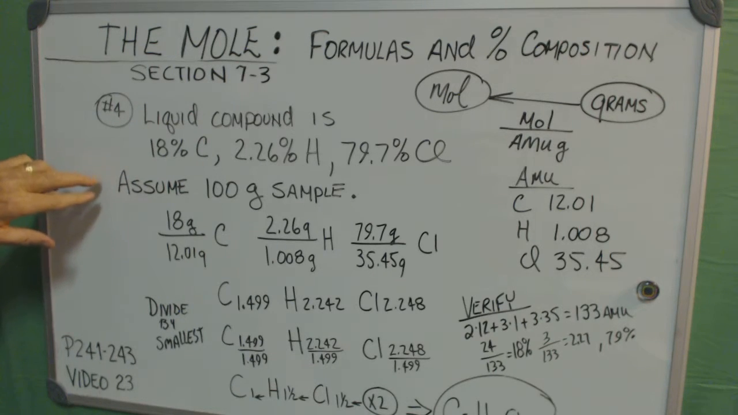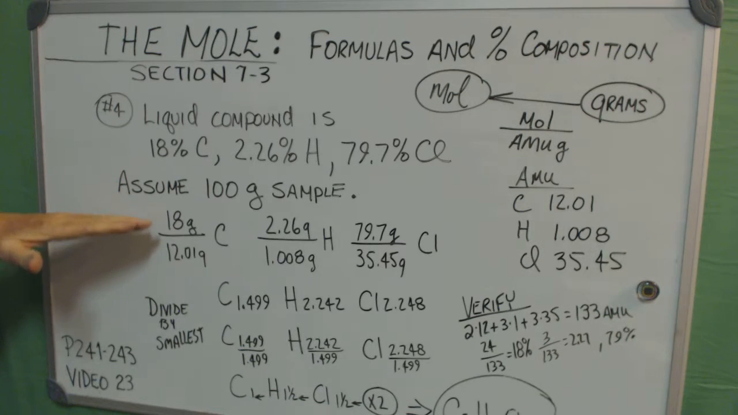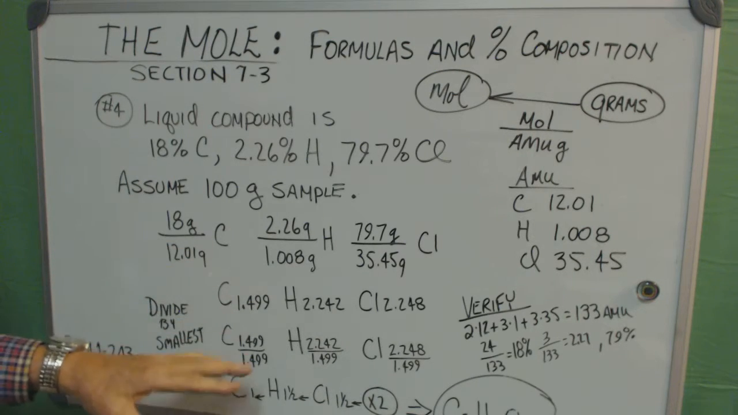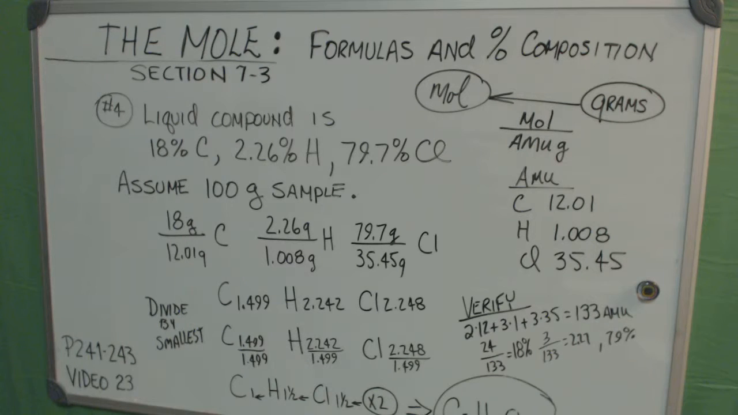And so you can take some shortcuts as you write this down, but just make sure that you include all the information that you need in the problem. Don't just put numbers down and expect to get anywhere, okay? So I've got 18 grams of carbon, and we know that the atomic mass units of carbon is 12.01.